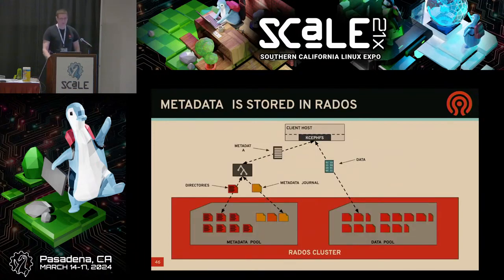So I alluded to this before, but metadata for Ceph is stored in Rados. The client talks to the metadata pool. The metadata pool has objects in the Rados cluster for every directory. It has a journal of the updates it's performing, which are again objects inside of the Rados cluster, but are separate from the directories. There's a few other special objects for doing random things like tracking snapshots.